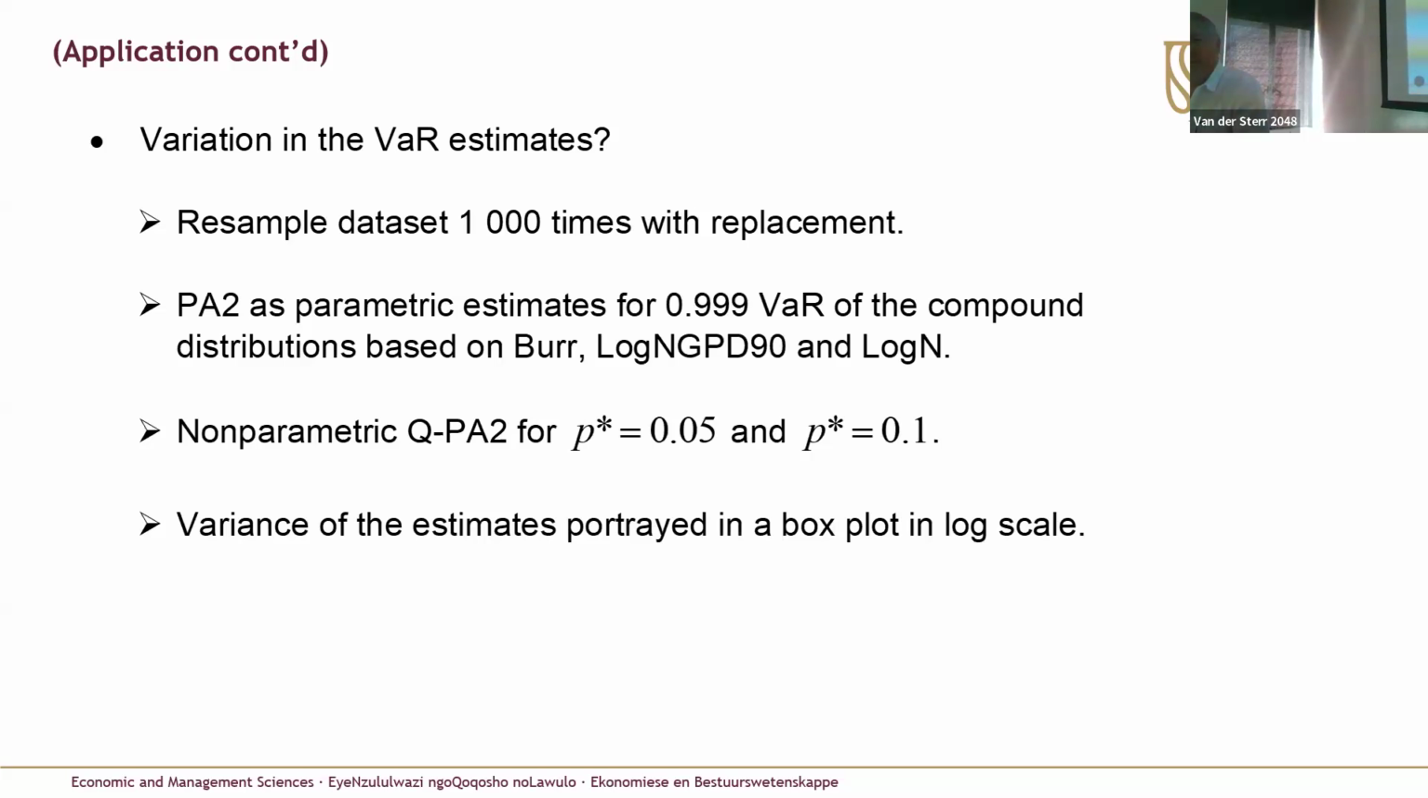We also looked at the amount of variation, which was simply, okay, I'll finish off, a resampling of 1,000 times with replacement. You just resample. We use the perturbative method, which turned out to be the best of those in a parametric sense with a 0.999 VaR and the distributions. And for the non-parametric, we use our multiplier with a PA2. In other words, the perturbative second order with those two.